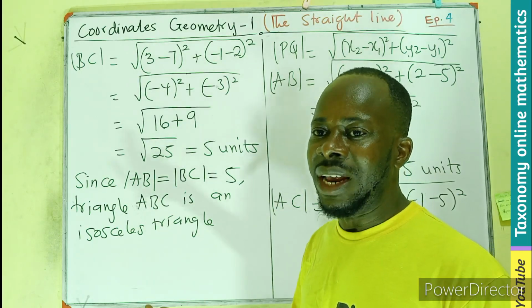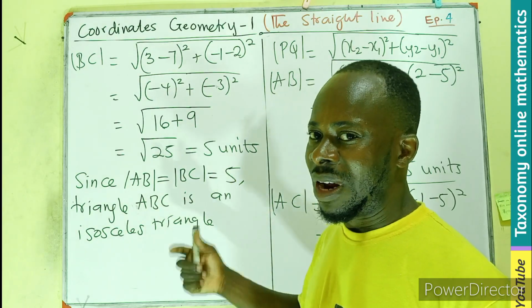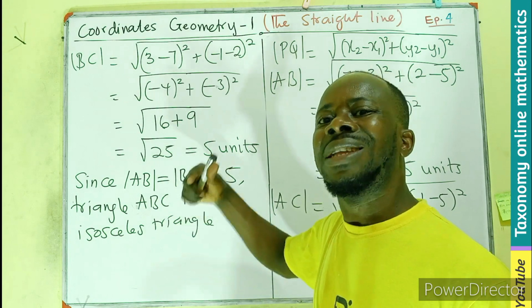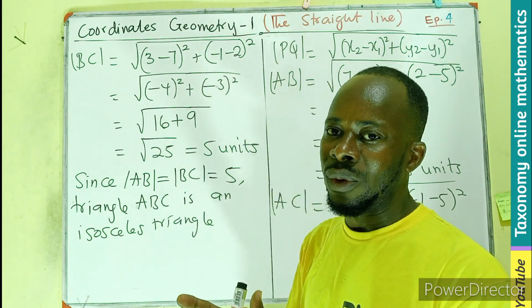None being equal, scalene. I guess the concept of the application of the length of a line in finding the type of a triangle is understood by you.